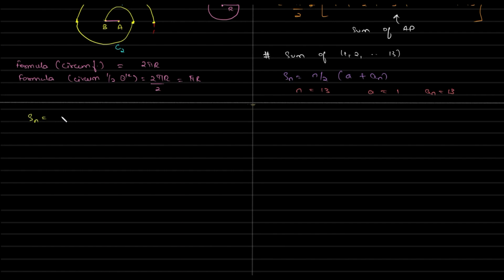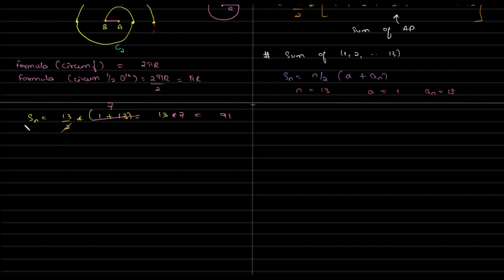So Sn is equal to 13 by 2 into (1 plus 13), which is equal to 13 by 2 into... okay, sorry, I can cancel over here. So what is 13 plus 1? 14. 14 divided by 2 is 7. So I can cancel this entire thing and write it as 7. So this is nothing but 13 into 7, which is 91.